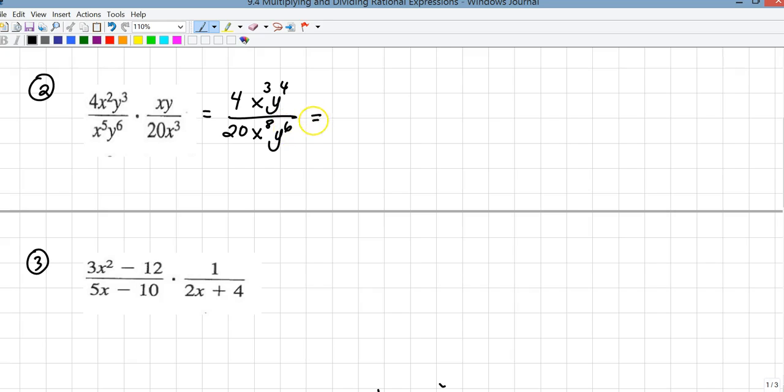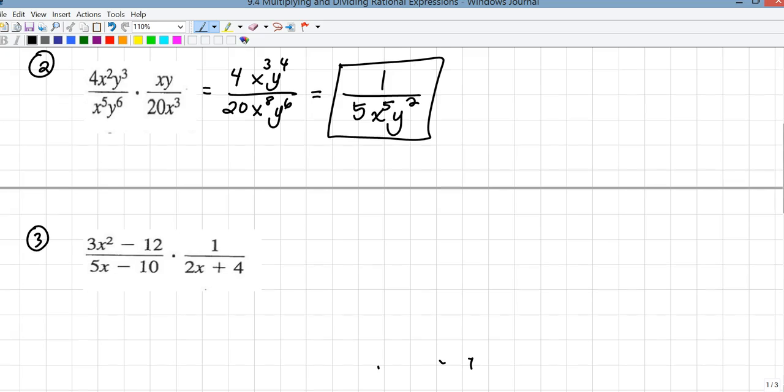Now I'm going to reduce this fraction, which we already know how to do. I'm going to reduce 4 over 20, which is 1 over 5. I'm going to reduce x cubed over x to the 8th, which would be x to the 5th in my denominator. And I also get y to the 4th over y to the 6th, which would be y squared in my denominator. And since I don't have anything left in the numerator, I'm going to put a 1. Okay, so that's what we do when we only have one term in the numerator and the denominator. So let's look at number 3.